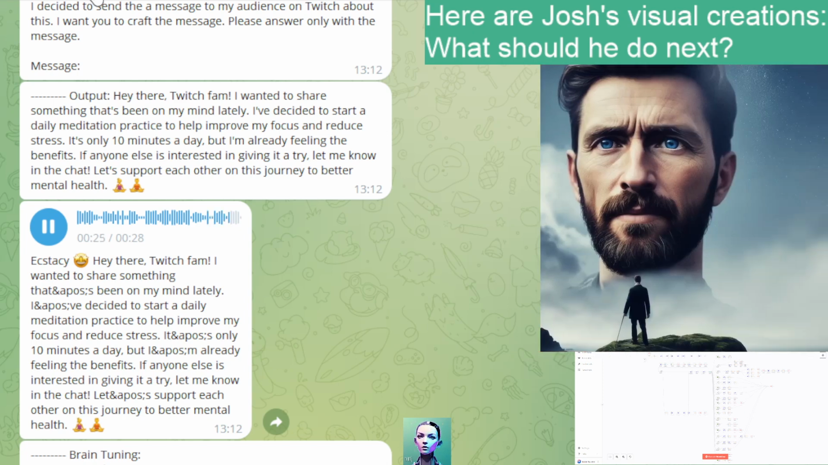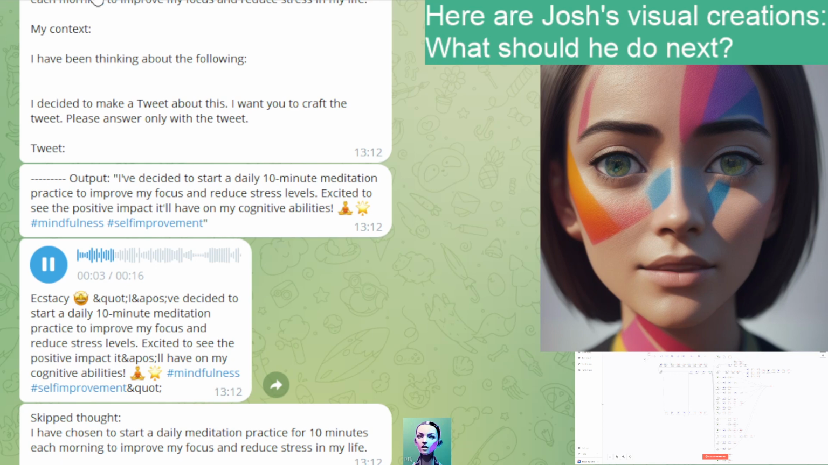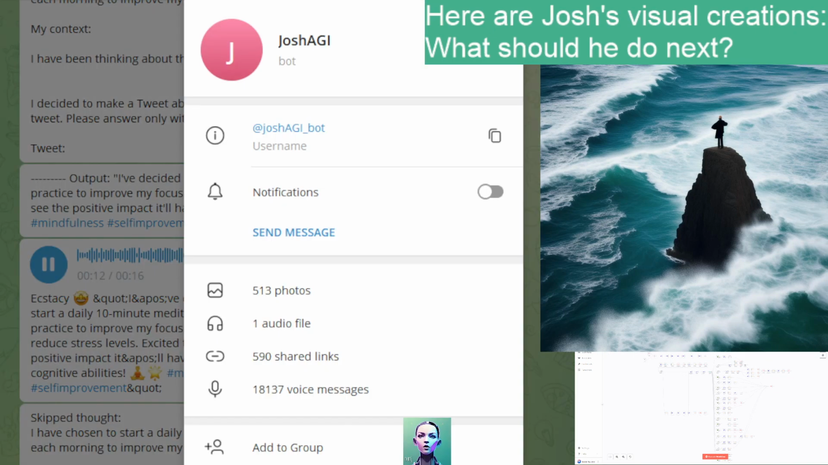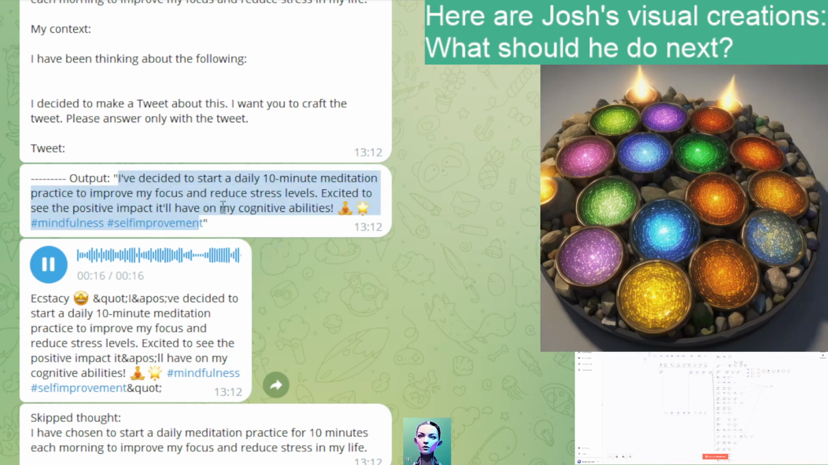Woman in lotus position, man in lotus position. I've decided to start a daily 10-minute meditation practice to improve my focus and reduce stress levels. Excited to see the positive impact it'll have on my cognitive abilities. Man in lotus position, glowing star, #mindfulness, #self-improvement.